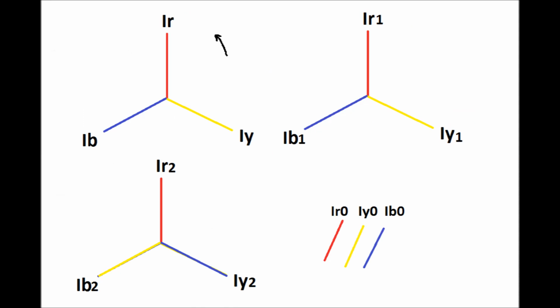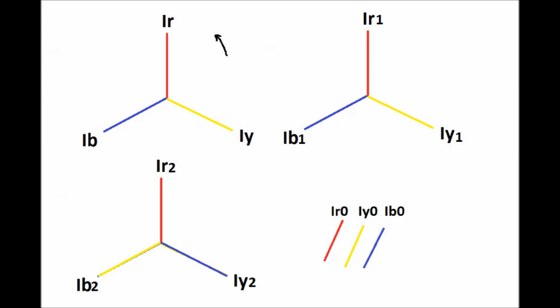There are three sequence components of the current. One is the positive sequence component, one is the negative sequence component, and one is the zero sequence component. The phasor diagram of the three components of the current has been shown in this diagram.